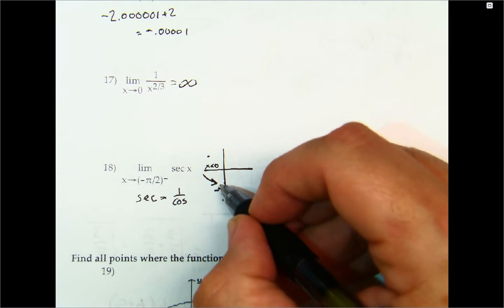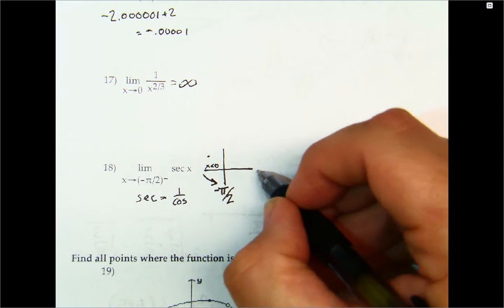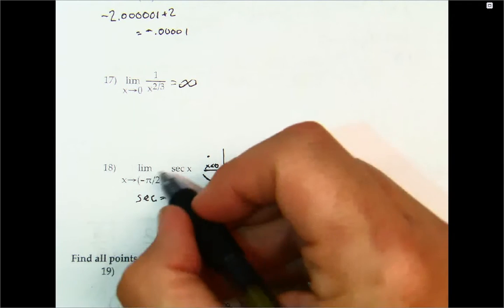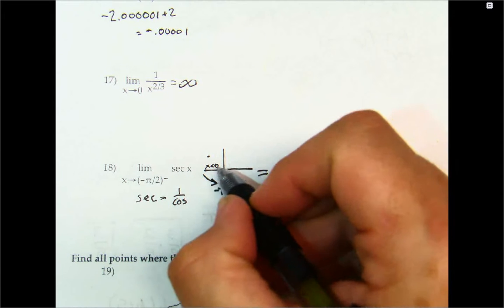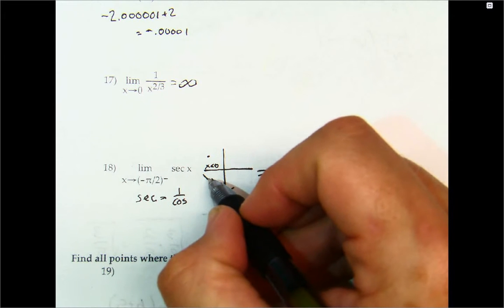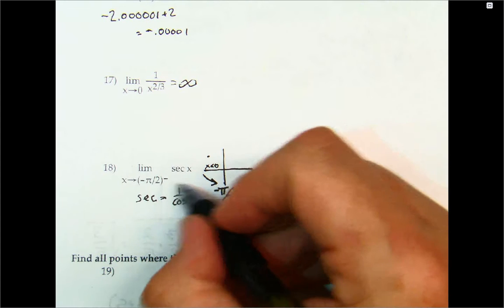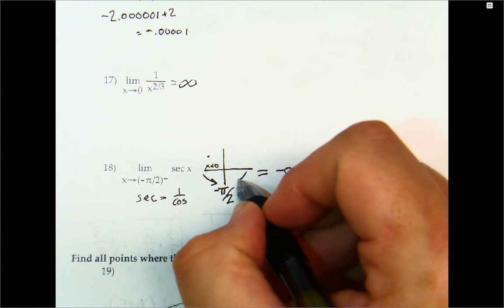Because the secant, remember, is 1 over cosine. Since the cosine's negative to the left of negative pi over 2, and negative pi over 2 just means we're going in the opposite direction, our angle is going in the opposite direction, we get a negative infinity.